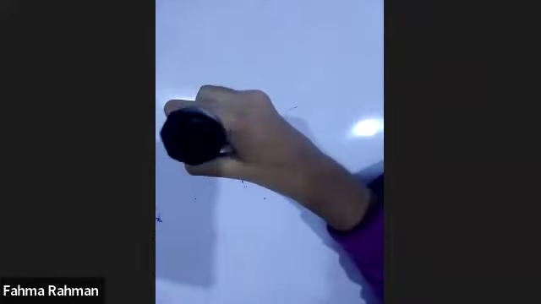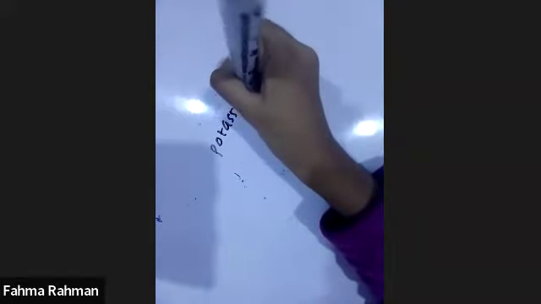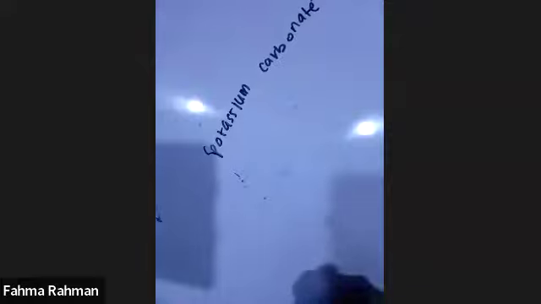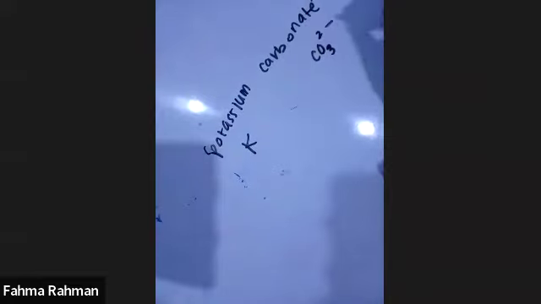So basically, now if you take these, how do we write a chemical formula? Let's say I am asking you to write the chemical formula for potassium carbonate. So potassium is K. Carbonate is CO3 2 minus. It is a polyatomic ion, or you can also call it a radical.